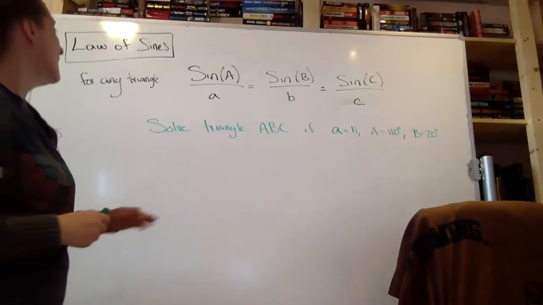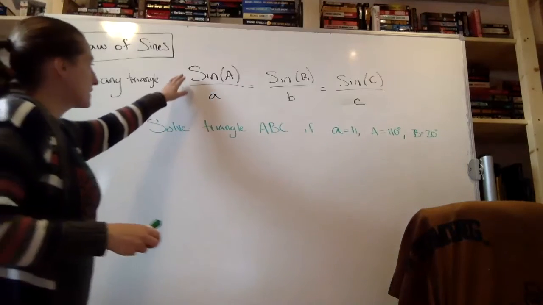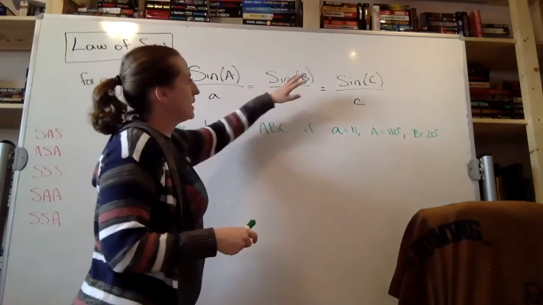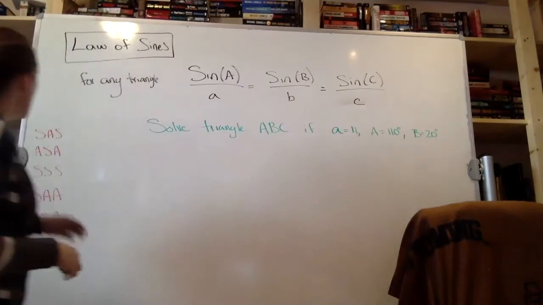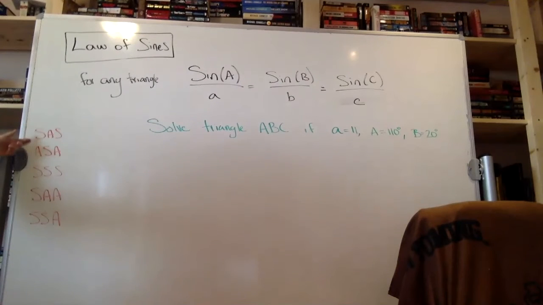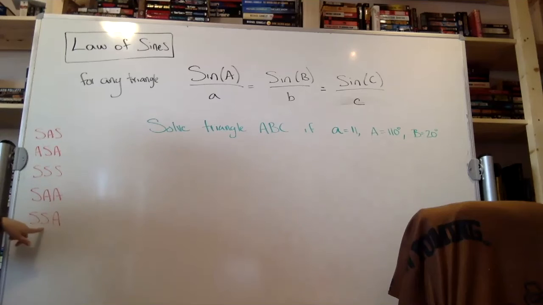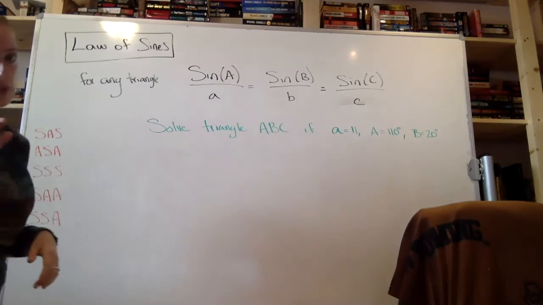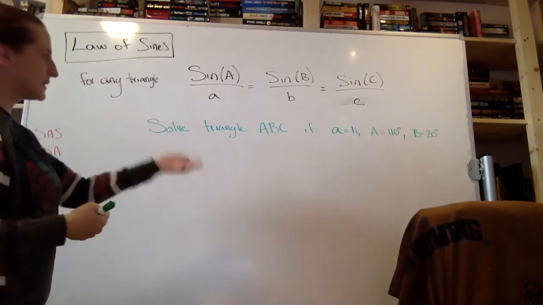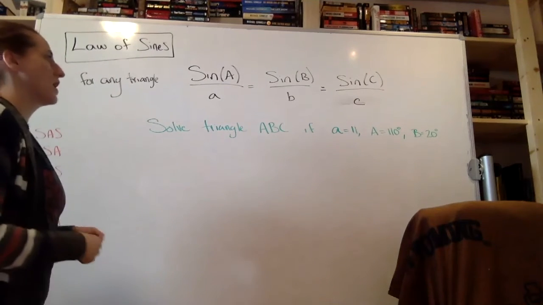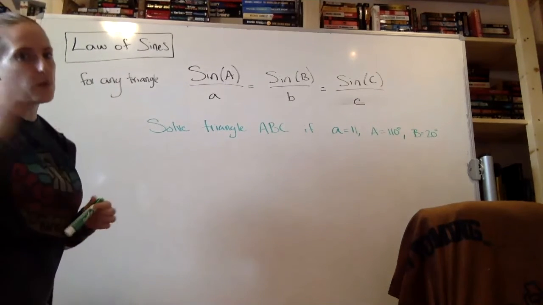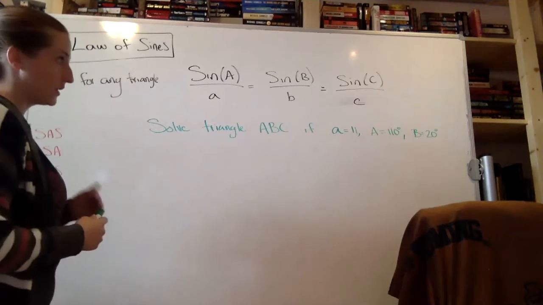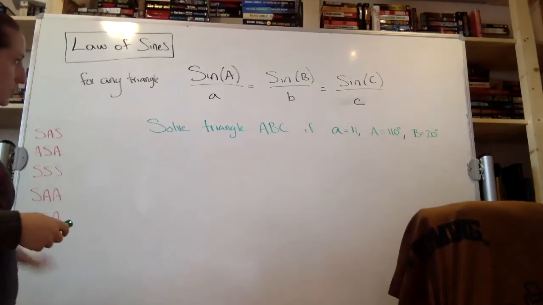Okay, so this is our law of sines. Sine of A over a equals sine of B over b equals sine of C over c. I've also put up here on the side our different types of triangle: side, angle, side; angle, side, angle; side, side, side; side, angle, angle; side, side, angle. Remember, if we know any three pieces of information, as long as one of those pieces is a side length, we should be able to solve this triangle. We're going to work our way through the whole series of videos for this week and make sure that we've worked an example of each one of those.